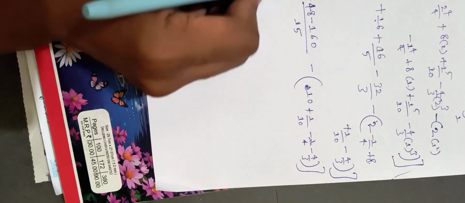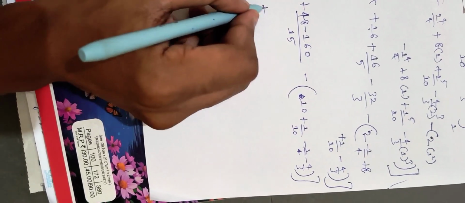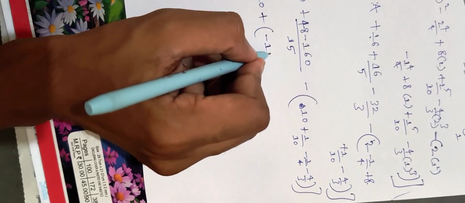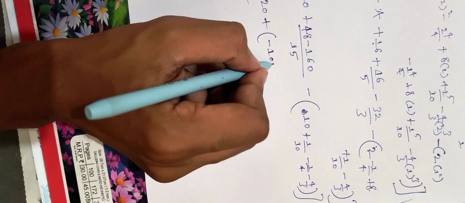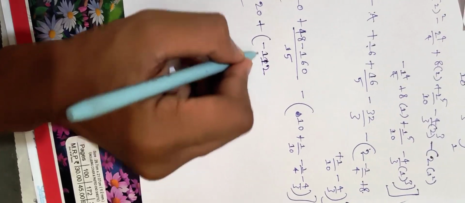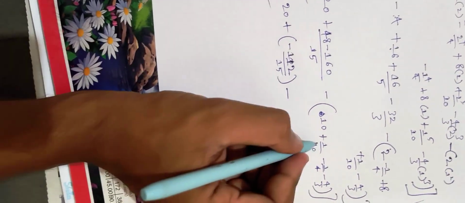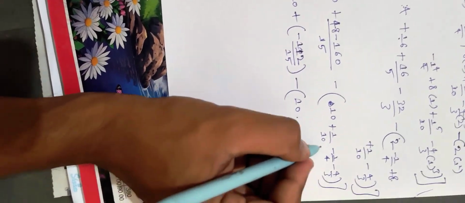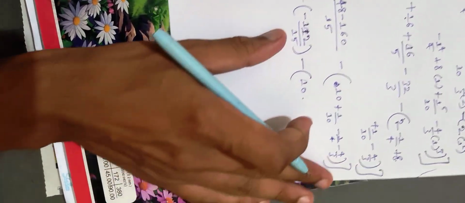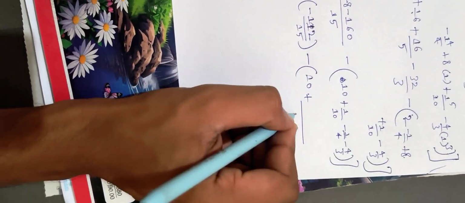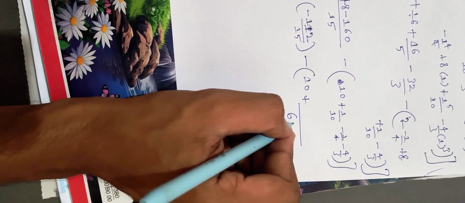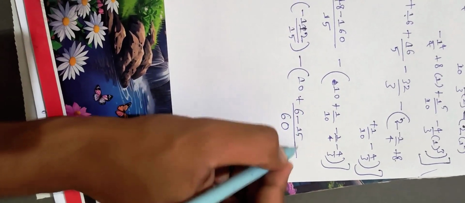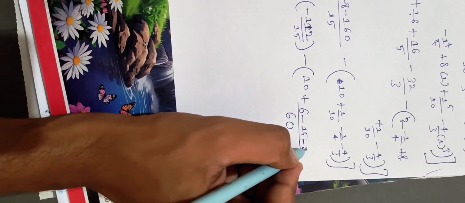So that is 6 plus this becomes 20, minus 112 divided by 15, minus this becomes 10. What is the LCM of 10, 4, 3? The LCM is 60. So 6 minus 15 minus 20, and 24 fours are 80.